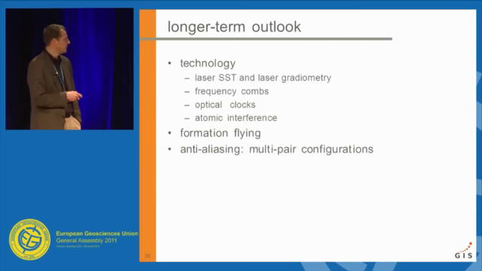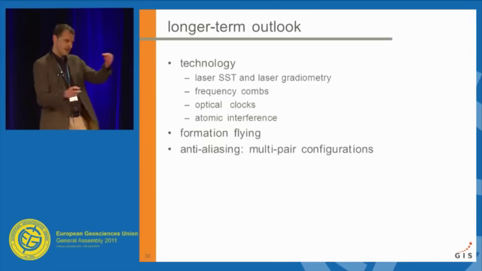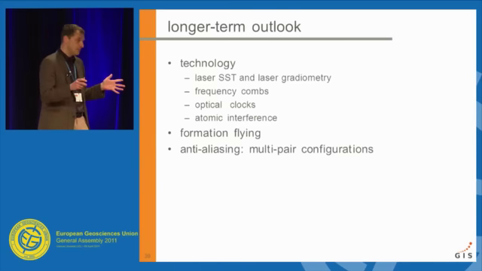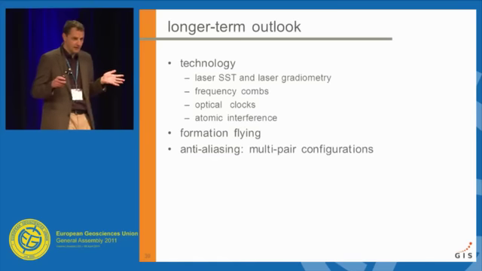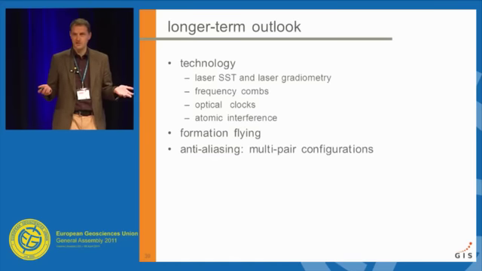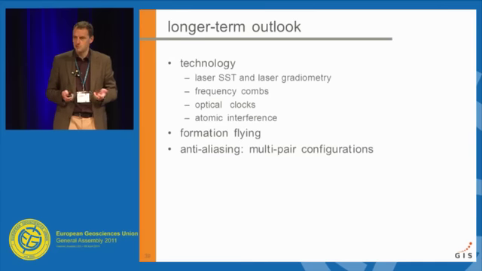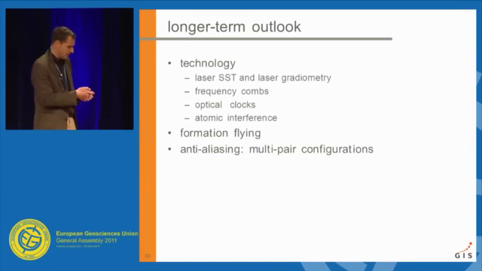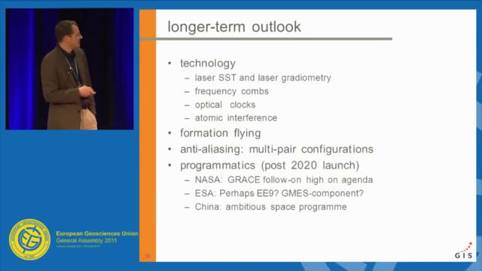Formation flying would be a good thing, like this effect that I mentioned. And the key thing, a lot of these errors simply come from undersampling. And what do you do against undersampling? Well, you need to sample better, which means for this case, you need more satellites in space. You need multiple pair configurations. And ESA and NASA are thinking about this.